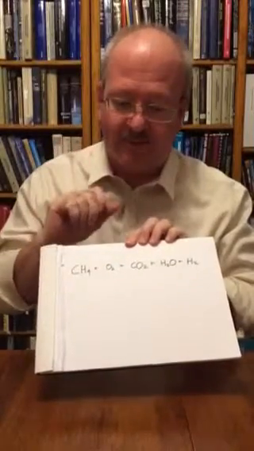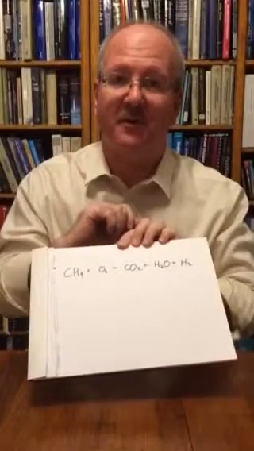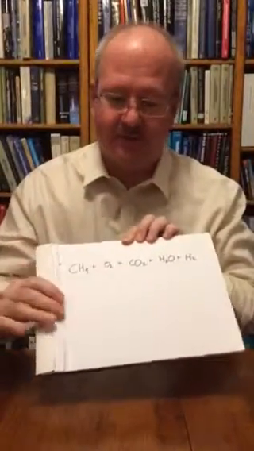Well, you can see looking at this that there's one carbon on the left and one carbon on the right, so that balances. But there's one oxygen, or rather two oxygen atoms, one oxygen molecule on the left, and there's three on the right, so that is not in balance.